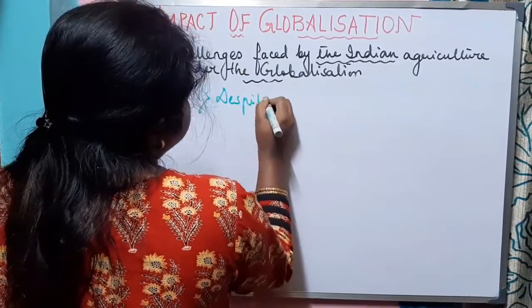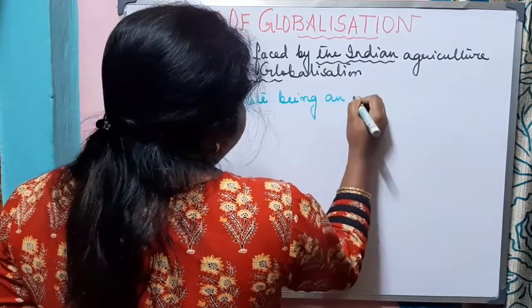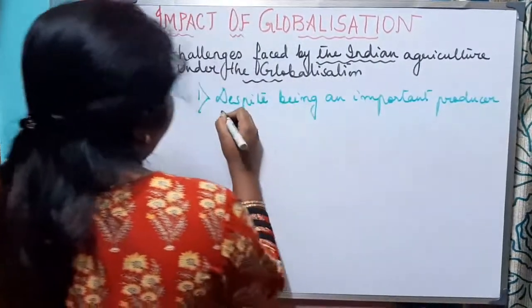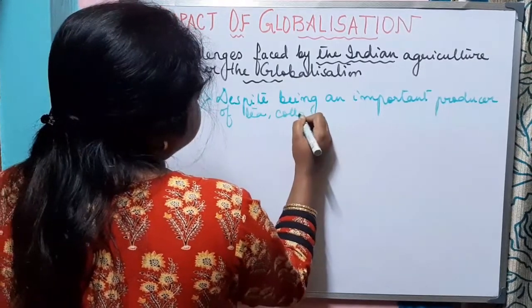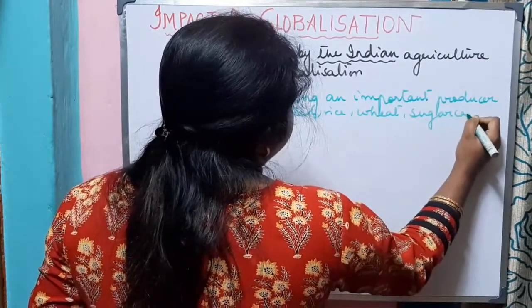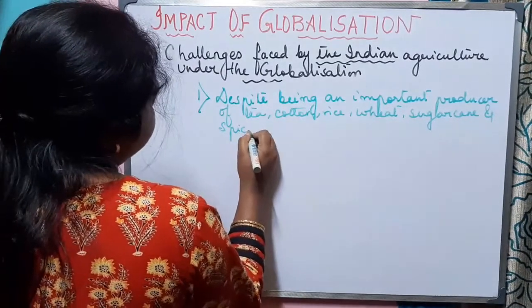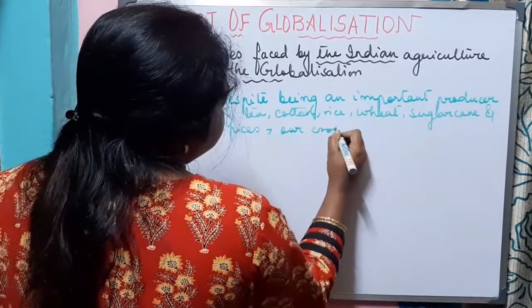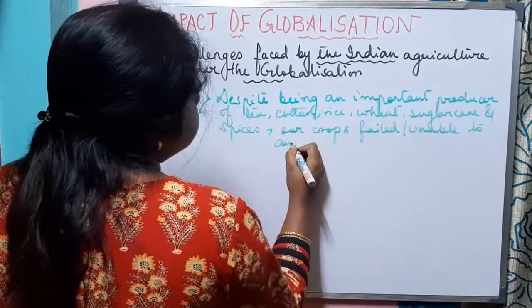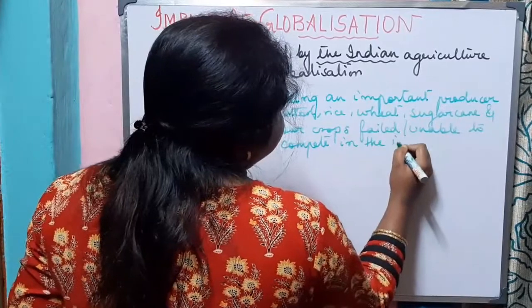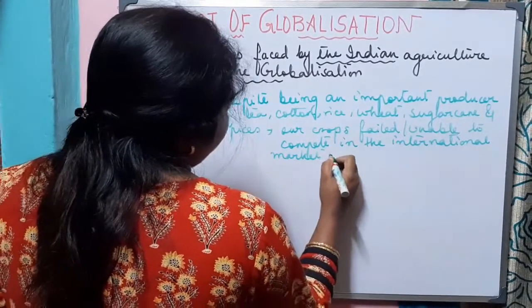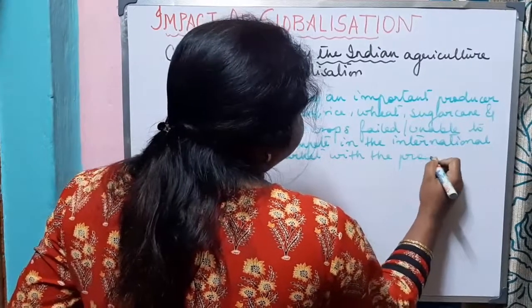Number one, despite being an important producer of tea, cotton, rice, wheat, sugarcane, and spices, our crops are unable to compete in the international market with the products of the developed countries.